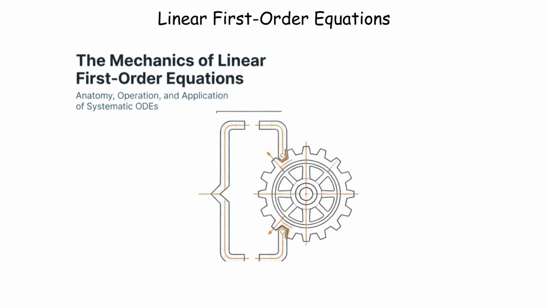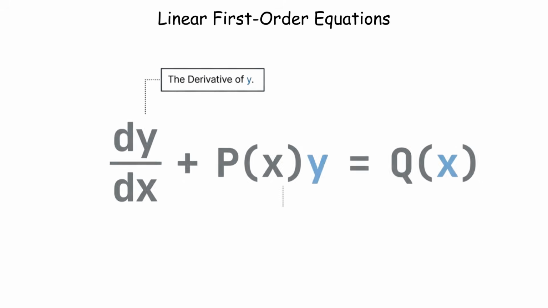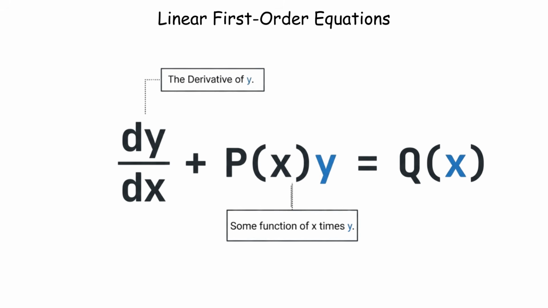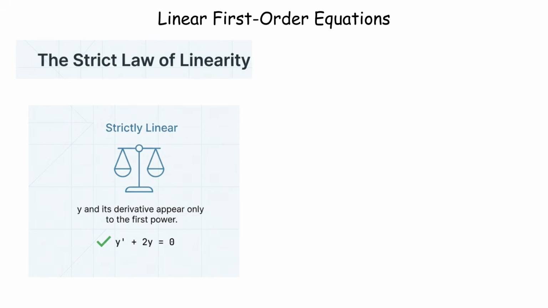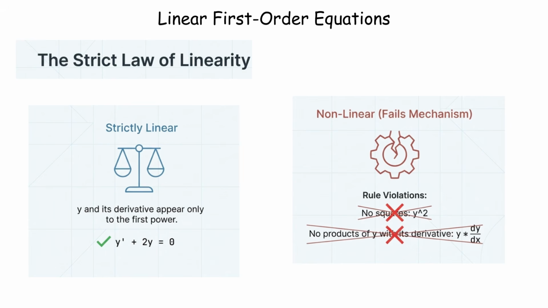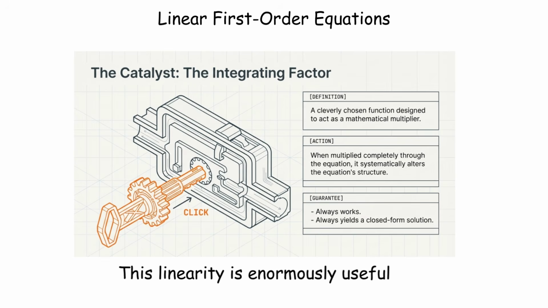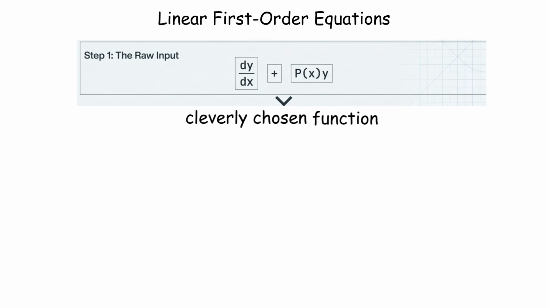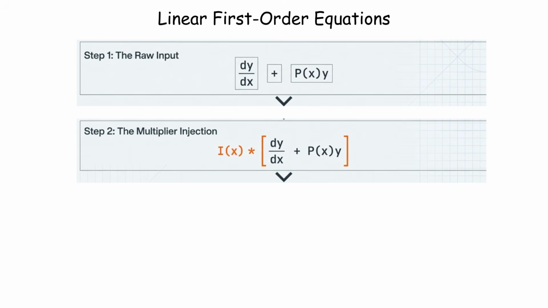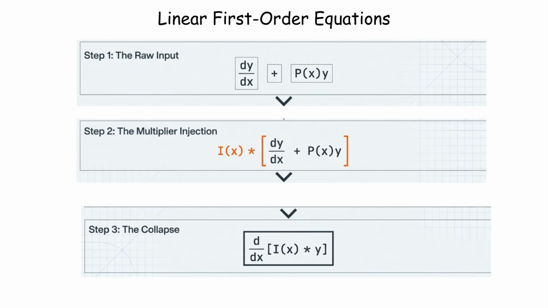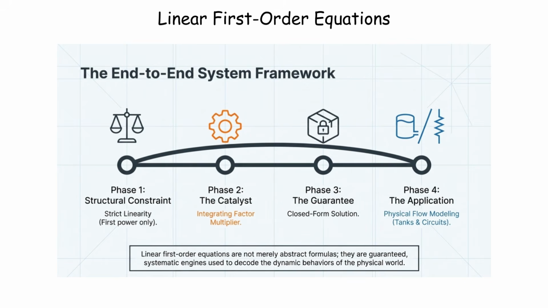A linear first-order ODE has the form: the derivative of y plus some function of x times y equals another function of x. The term linear refers to the fact that y and its derivative appear only to the first power: no squares, no products of y with its derivative. This linearity is enormously useful because it guarantees a systematic solution method using an integrating factor, a cleverly chosen function that, when multiplied through the equation, transforms the left side into the derivative of a product. The method always works and always yields a closed-form solution.